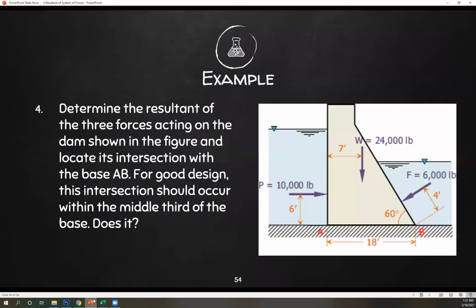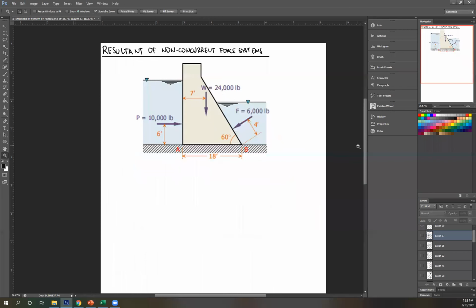Determine the resultant of the three forces acting on the dam shown in the figure and locate its intersection with the base AB. For good design, this intersection should occur within the middle third of the base. Does it? So reading this again, what we're looking for is resultant and then its intersection for base AB. So resultant, again, that includes magnitude and inclination. And then we're already going to look for the position, which is the intersection at AB. So we'll just repeat what we did earlier. So I guess this is number 4.